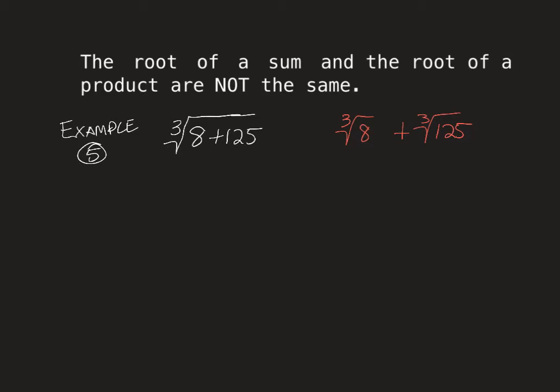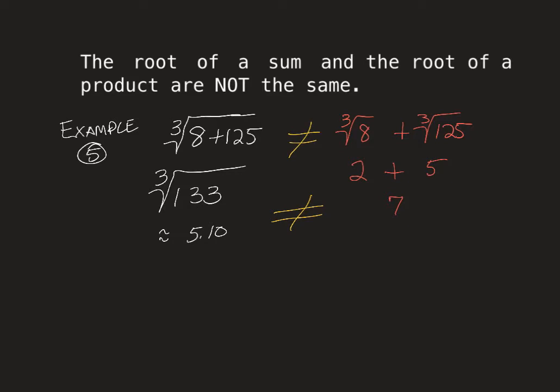Okay, on the left-hand side here, we have the cubed root of, if we add 8 there, we get 133, which you can't get an exact answer for. If you get an approximate answer, and if you round it to the 100ths, I believe it comes out to 5.10. However, on the other side, if you try to break this up like this, you're going to get the cubed root of 8, which is 2, plus the cubed root of 125, which is 5, and that's equal to 7, and those are not equal.